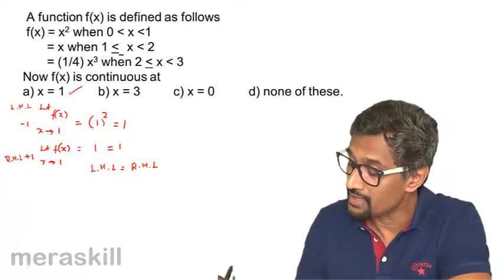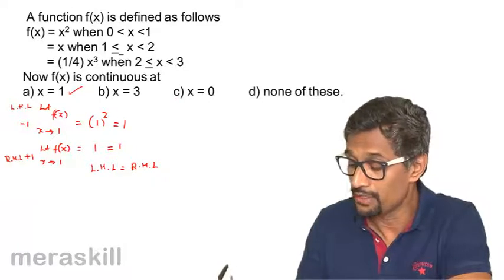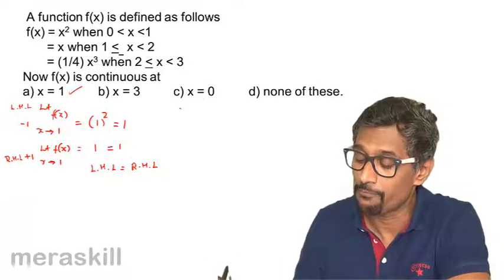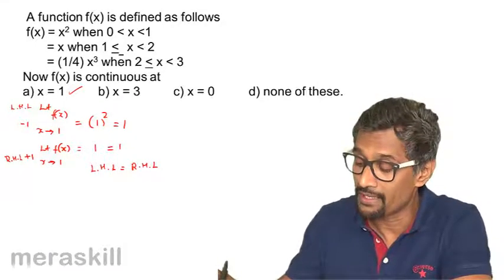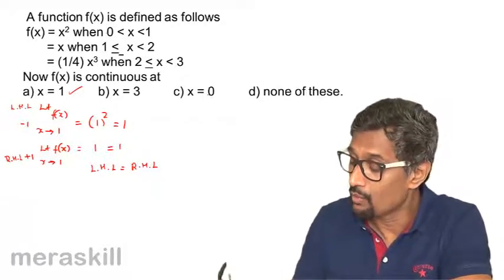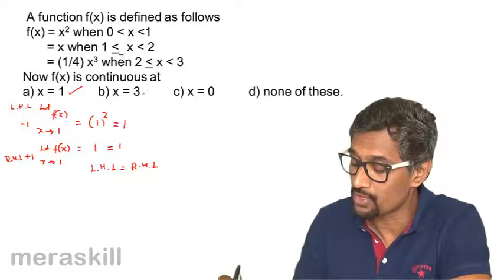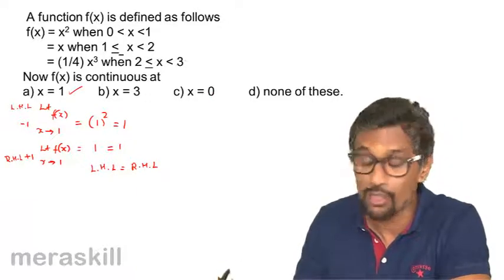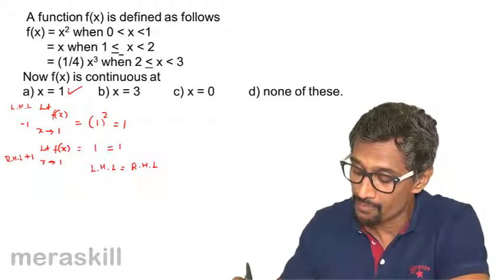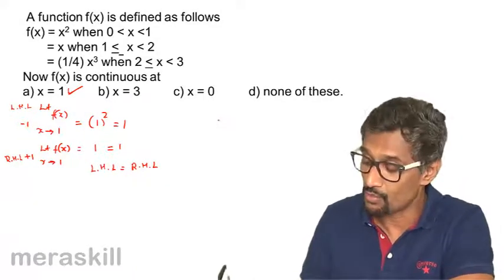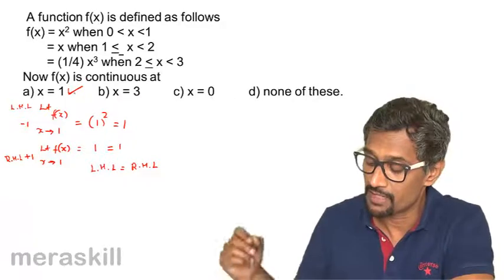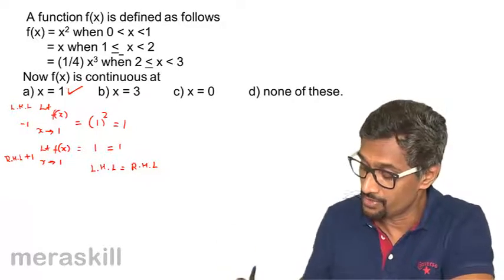We can even check regarding x is 0. We are not very sure about this because it is only told f of x is x square for the given range. So we don't know what the value will be for values less than 0, so we cannot say. What about x is equal to 3? That also cannot be told. So the function is definitely continuous at x is equal to 1. This will be the condition that has been mentioned over here.